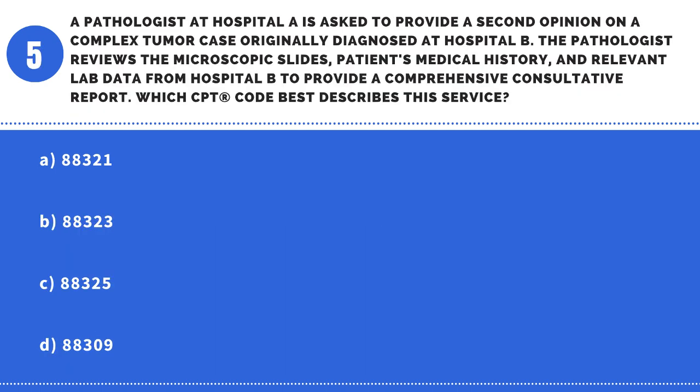Question 5. A pathologist at Hospital A is asked to provide a second opinion on a complex tumor case originally diagnosed at Hospital B. The pathologist reviews the microscopic slides, patient's medical history, and relevant lab data from Hospital B to provide a comprehensive consultative report. Which CPT code best describes this service? A. 88321. B. 88323. C. 88325. D. 88309.